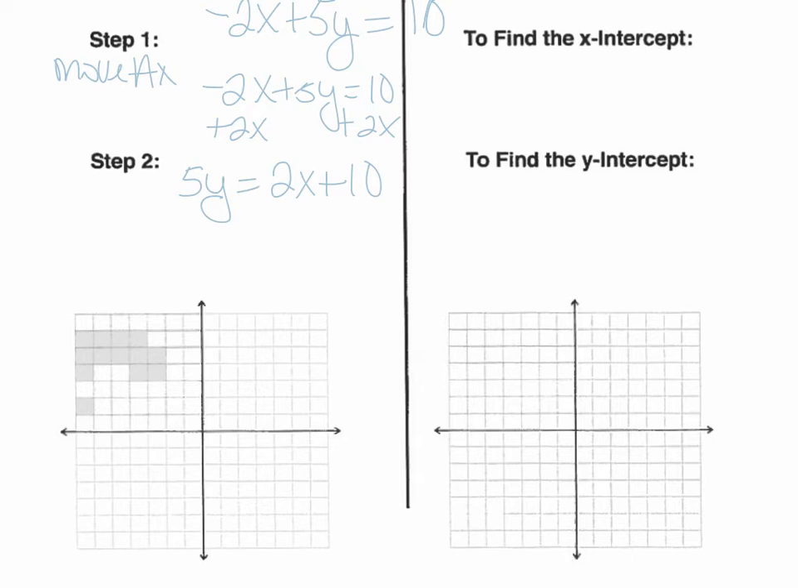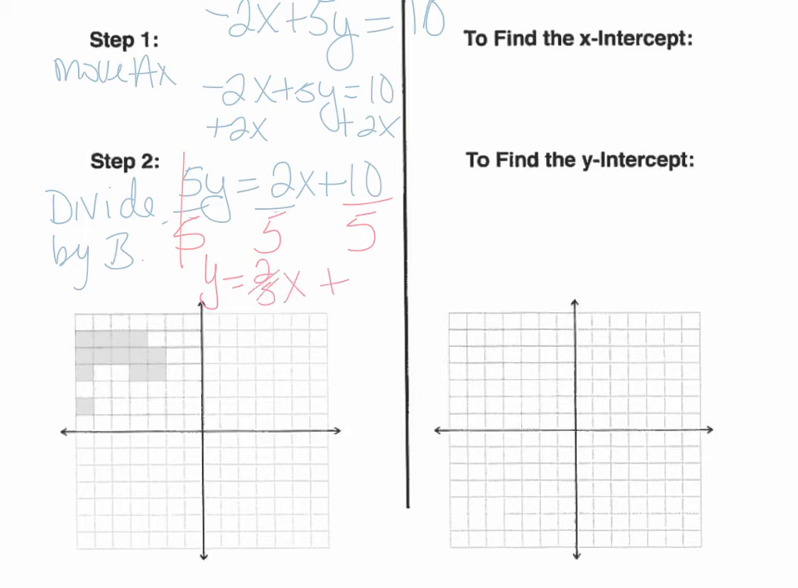And then the second step is going to be divide by b, right? So our b in this case is 5, and we have to divide each piece by the b value, which is 5. So we end up with y is equal to 2/5 x plus, and 10 divided by 5 is 2, right? So now we can start graphing that.